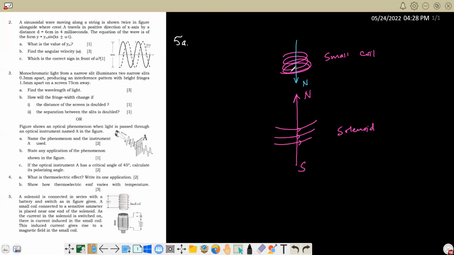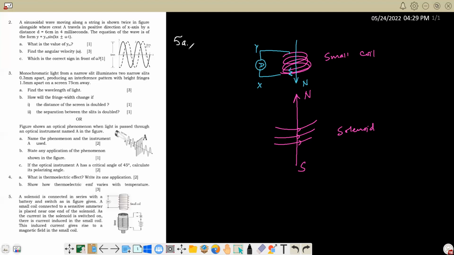Of what? Clockwise direction. So this is the direction of current. So if you have connected a sensitive ammeter here, and if you just name them, this side is X and this side is Y, the current will flow from X to Y. Okay, so this is the idea, and I believe there are some questions related to this one.